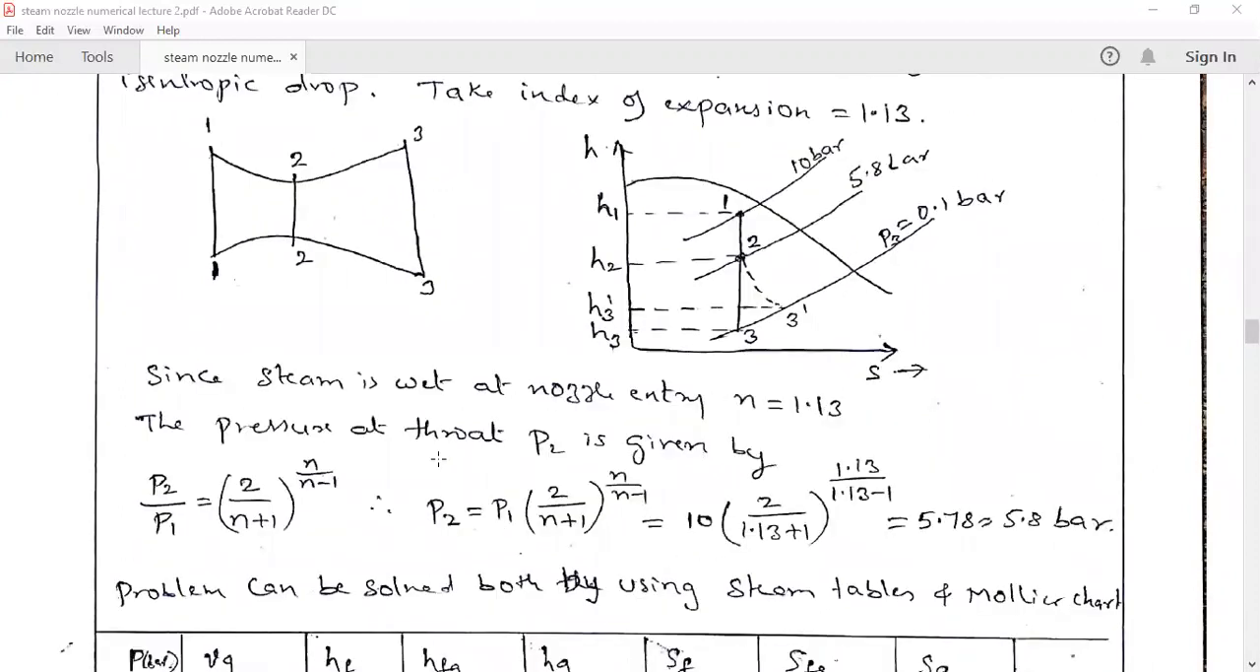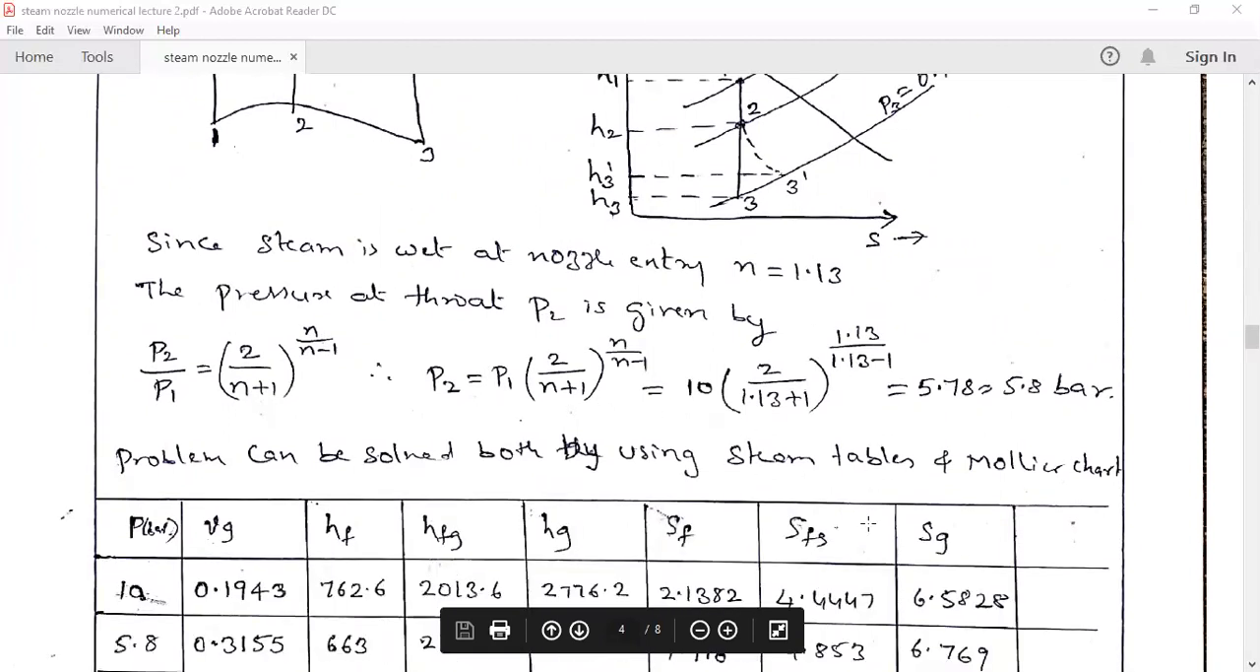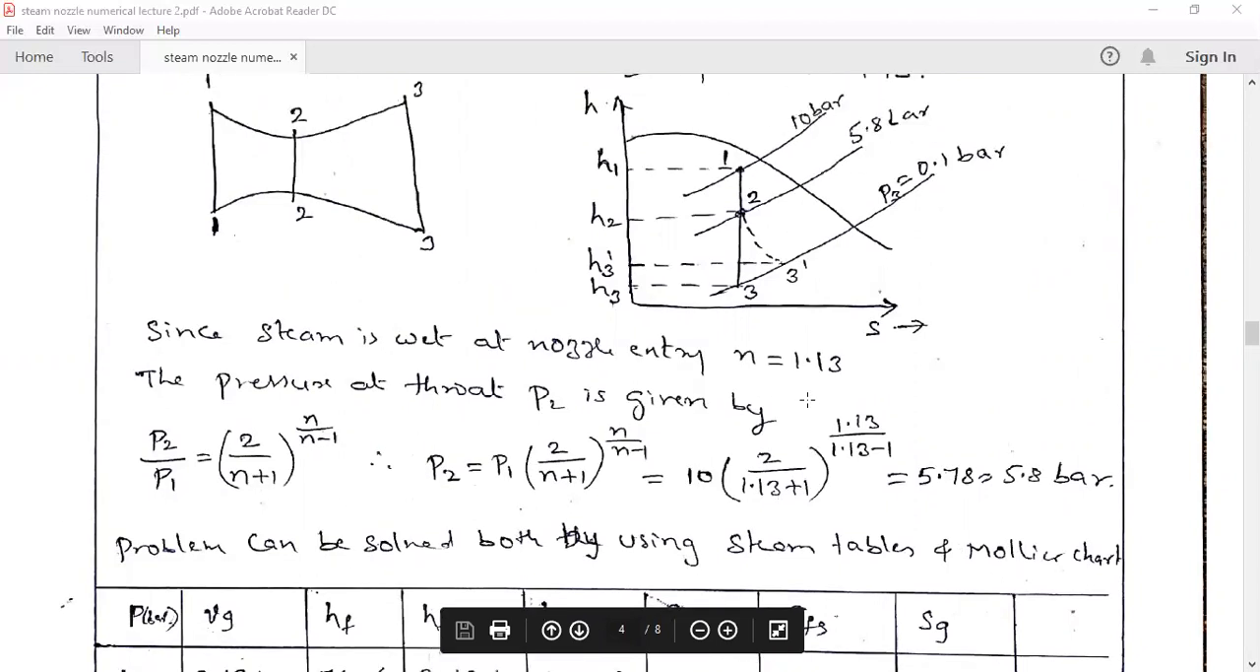Okay. Now, first thing we need to do is find the pressure at the throat using the critical pressure ratio. It is given as P2 by P1 equals (2 by n plus 1) power n by n minus 1. We know the inlet pressure, so using that, find out the pressure at the throat, P2. This problem can be solved using both steam tables and Mollier chart. Here we are solving using the steam tables.